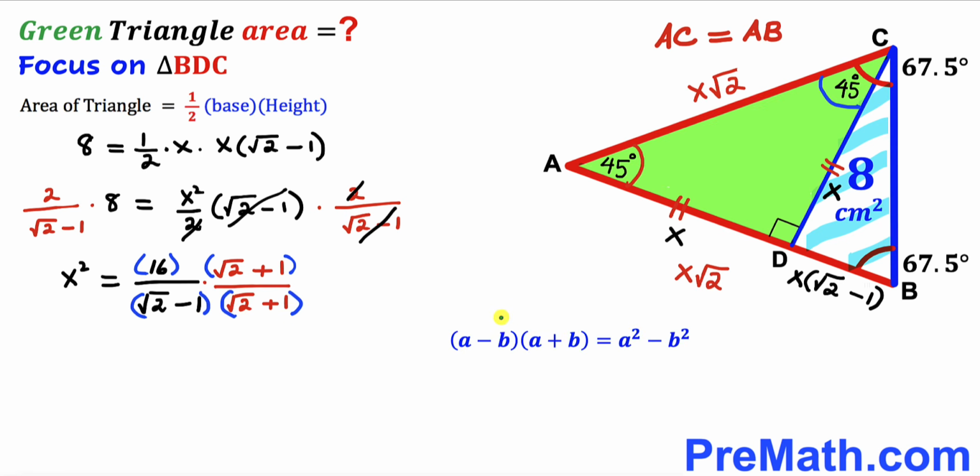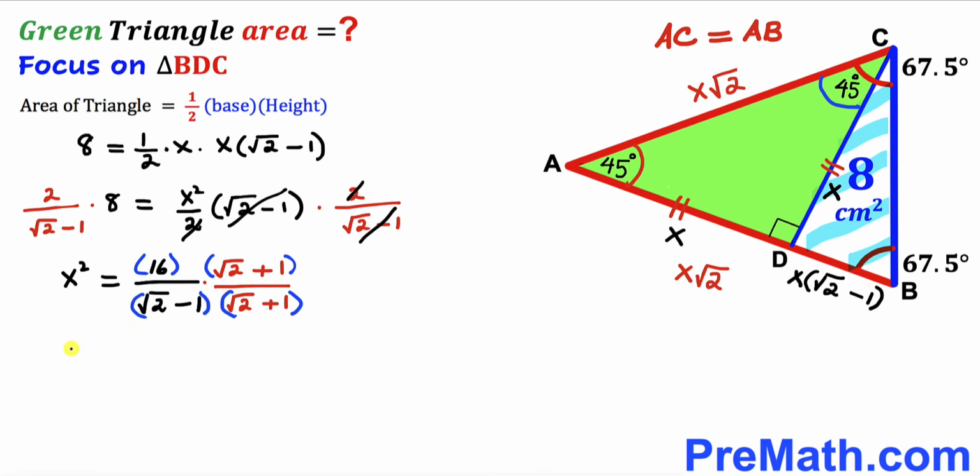And now let's recall this famous identity, and we are going to apply it at the denominator. So the denominator is simply going to become the square root of 2 whole squared minus 1 squared. So that is going to give us 2 minus 1, and that is going to be equal to 1. So thus this whole denominator, when we multiply them, simply turns out to be equal to 1.